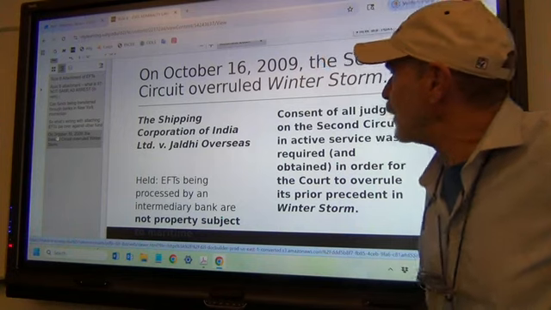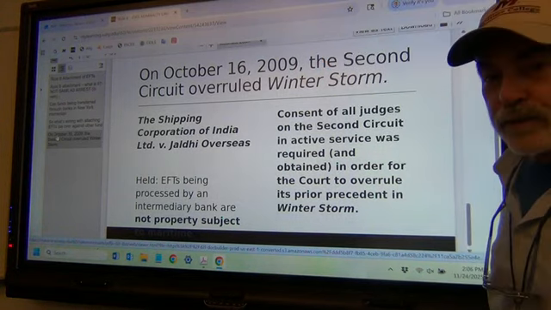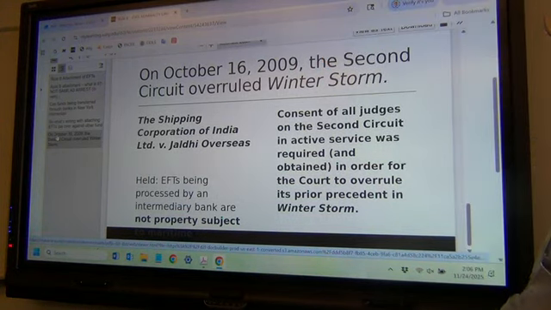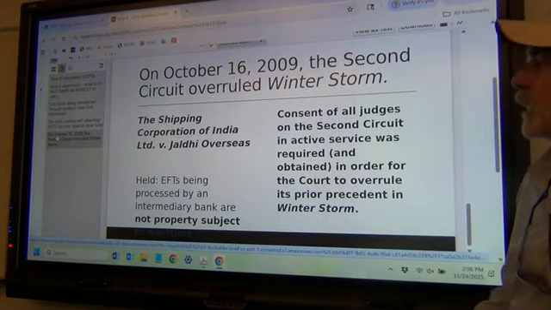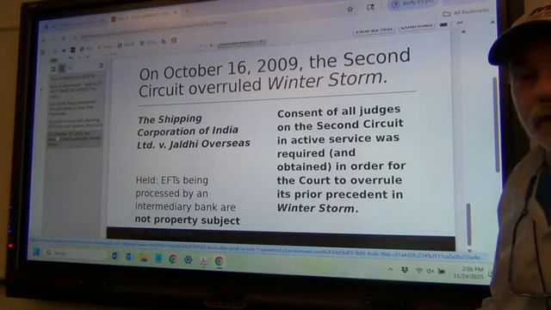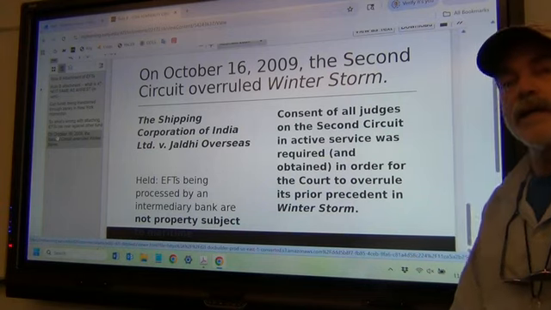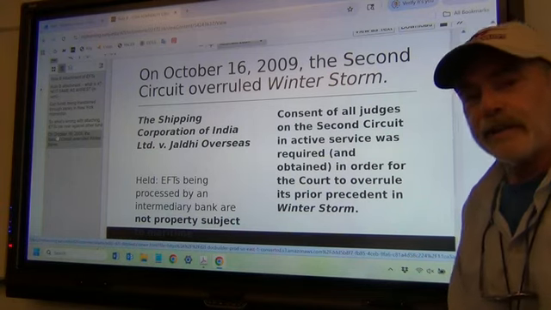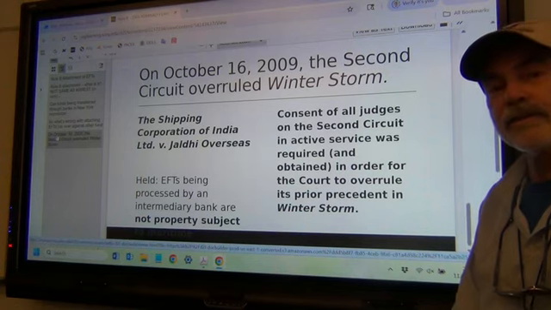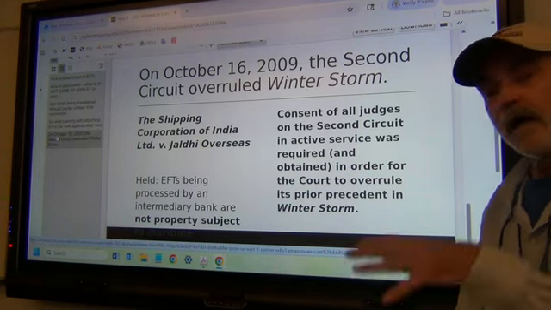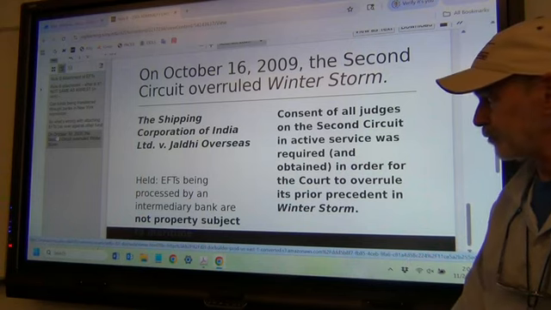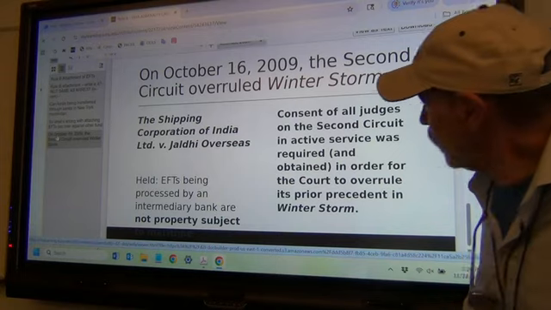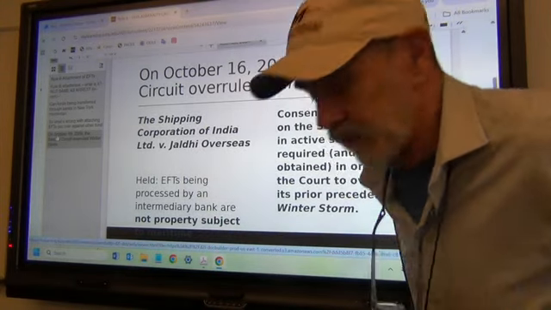Anyway, history was made, October 16th, 2009. The Second Circuit overruled Winter Storm, which was the 2002 case that said EFTs, electronic funds transfers, passing through New York for that microsecond are property subject to Rule B attachment. All they did is they said they are not property subject to maritime attachment.